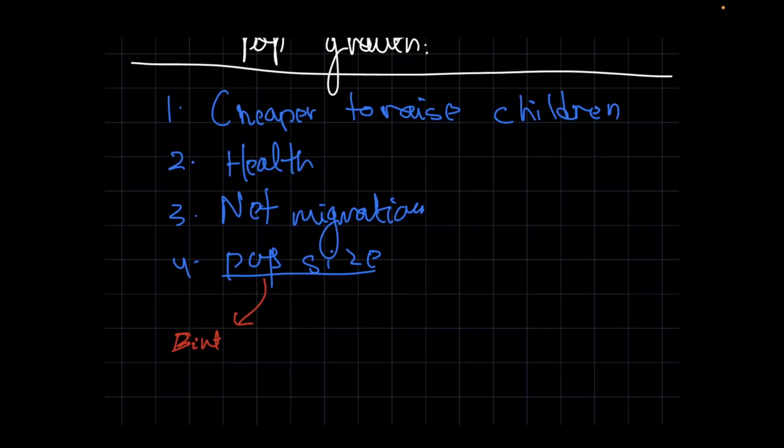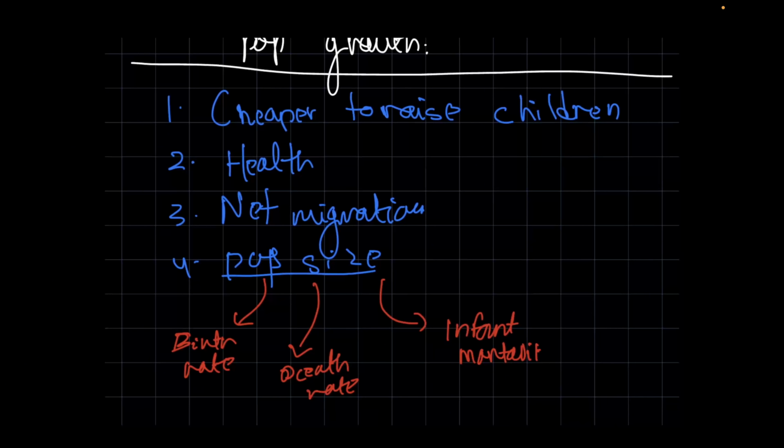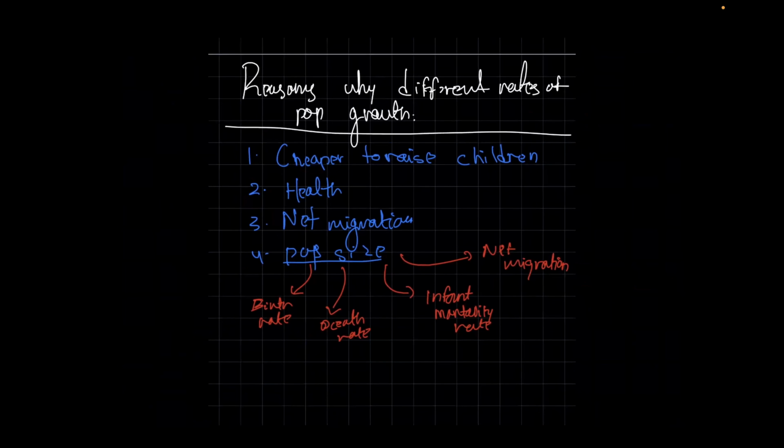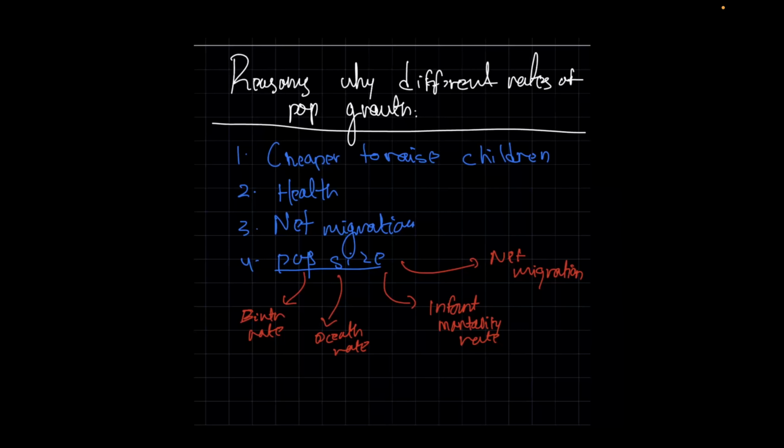Birth rate is one of them. Your death rate, your infant mortality rate, so the number of infants that die for every 1,000 births. Then you have your net migration. So these are the four factors that essentially impact the population size, and this goes on to impact why different economies have different rates of population.